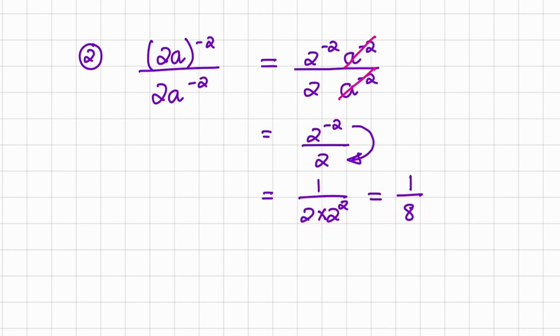So sometimes we don't need to apply the law of exponents where we subtract exponents from one another. Sometimes they do cancel out, and we can simplify by simply moving the negative exponents around.